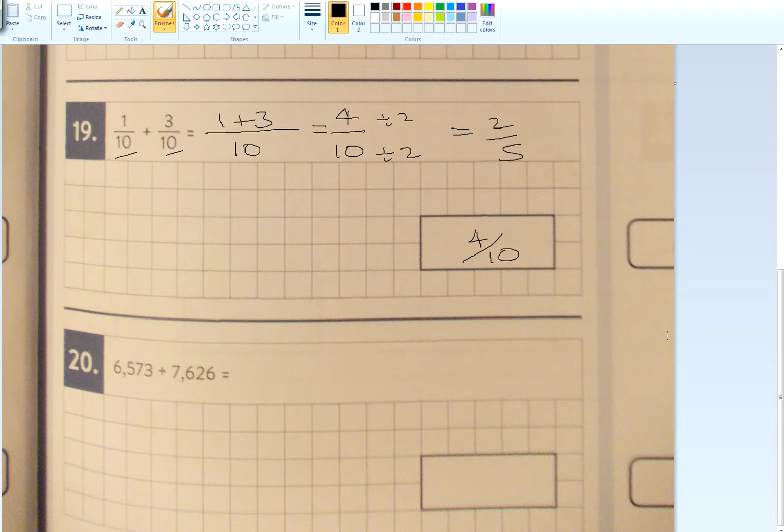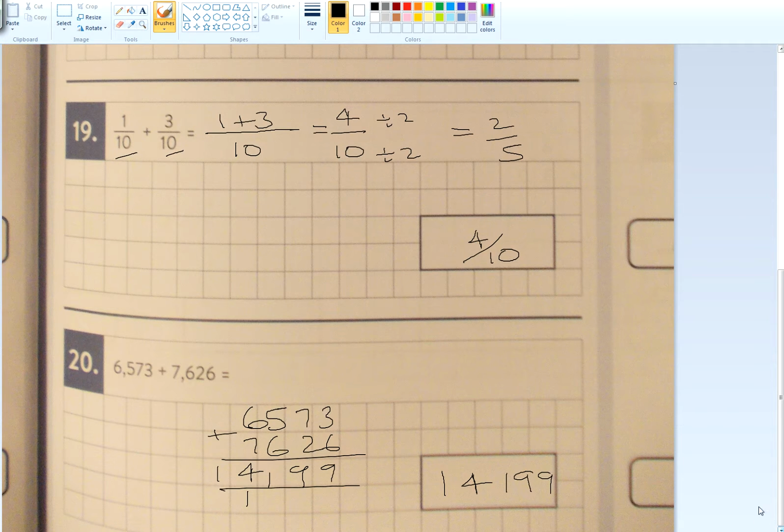Next question. So we got these big numbers here now. So 6, 5, 7, 3, 7, 6, 2, 6. Put everything in the columns. Add them all up. So 3 add 6 will give you 9. 7 add 2 is 9. That will give you 11. And 7 add 7, that will give you 14. 3 then add 1, 4. 1, 4, 1. 1, 9. Done. Any more questions on that page? No. Okay, let's move on to the next page.